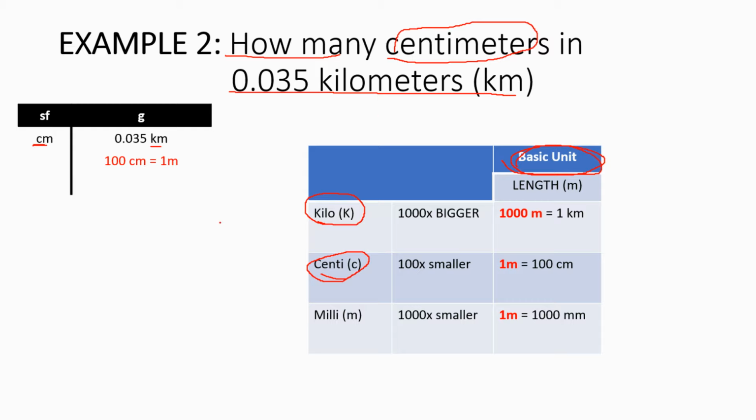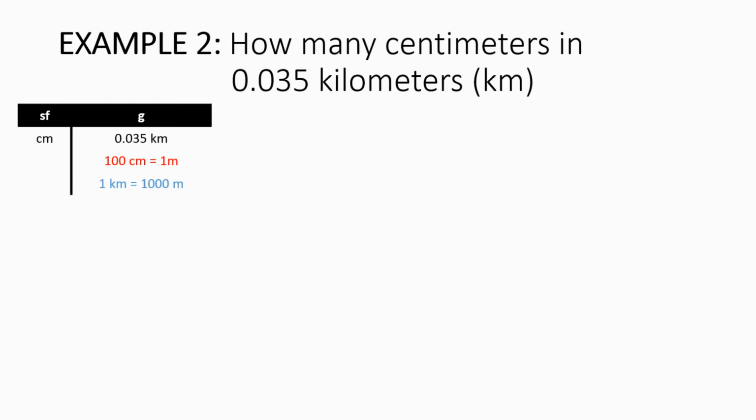And then I'm going to find my next prefix. My next prefix was kilo. So I'm going to see, where do I see kilo? Up here. 1,000 meters equals 1 kilometer. It's always going to go through that basic unit.